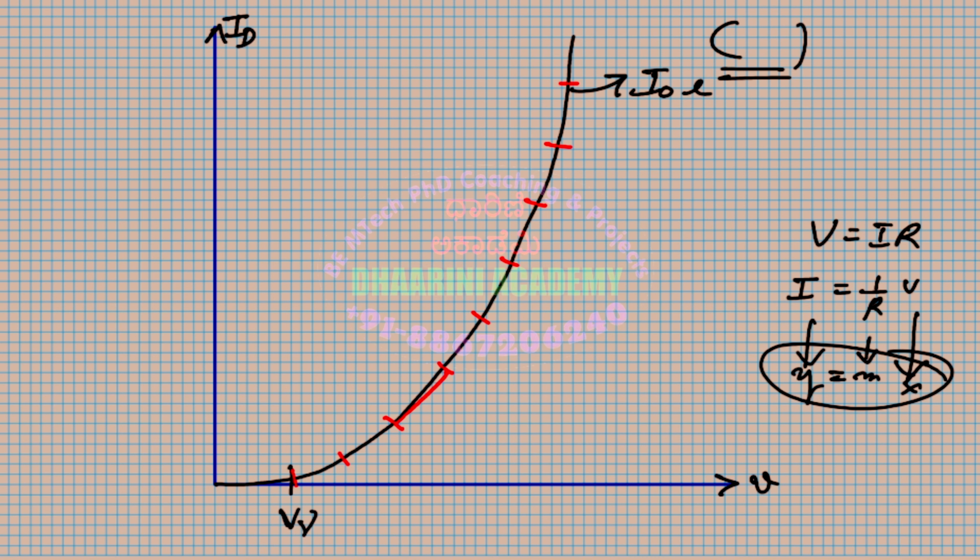May not be proper. I think whatever I have drawn is not proper, but you think that within this one cut, it's a straight line. The next cut is also a straight line. So, piecewise linear model. Have you heard the name? Piecewise linear. Every piece is a straight line. That's why it is called a piecewise linear model of a diode.